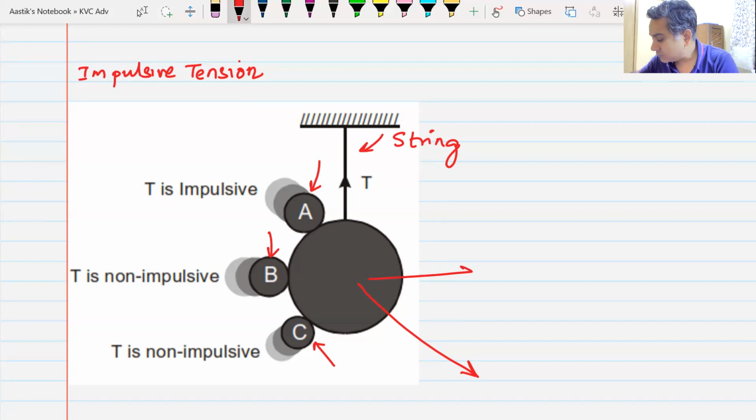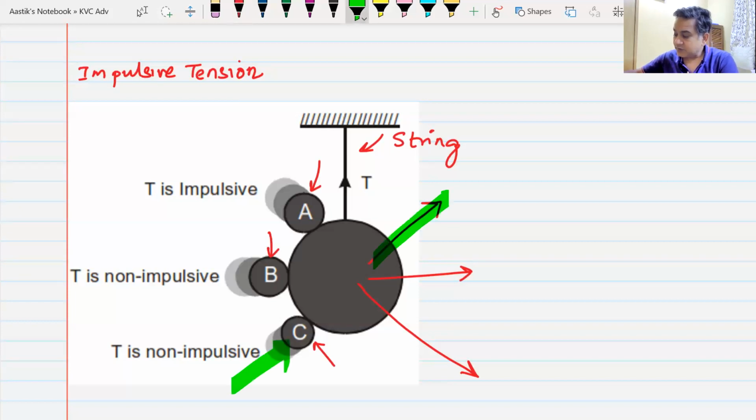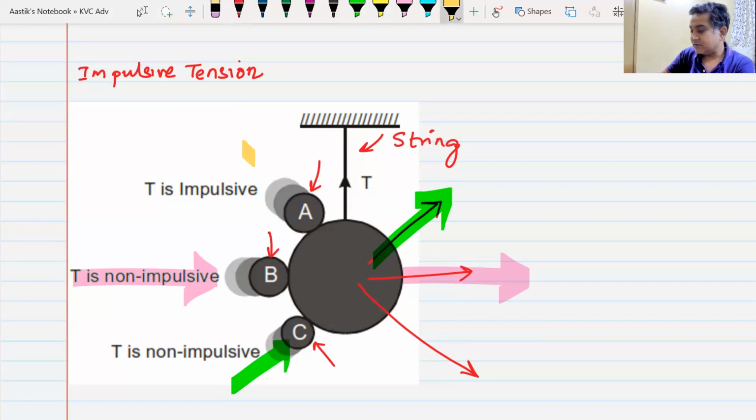In case number 2, the ball wants to move this way. The string is not going to stop it from moving this way, so it is not cancelling the impulse. In case number 3, when it hits from below, the ball tends to move like this. It can always move like this. So tension is non-impulsive. In case number 2, the ball hits like this. It wants to move like this. It can move, so it is non-impulsive. In case number 1, the ball hits like this. It wants to move like this. It cannot move. That means the tension is impulsive. Do we understand this? Yes or no?